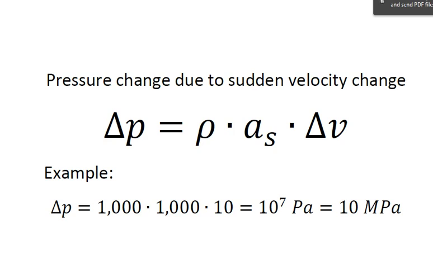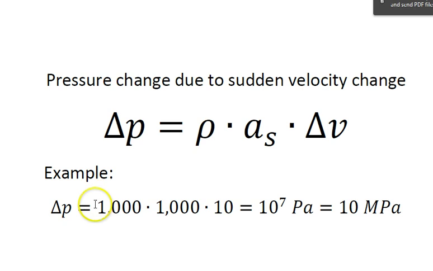It is actually quite easy to calculate how much the pressure changes if we change the velocity. We simply multiply the density of the fluid and the speed of sound and the amount we change the velocity.